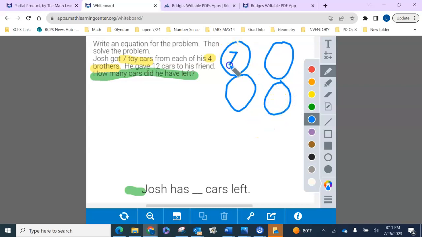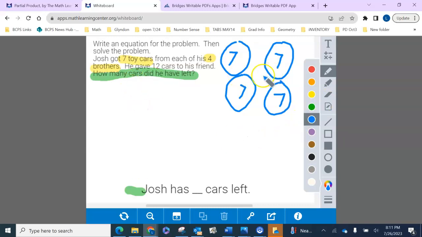So he got 7 cars from this brother, 7 cars from that brother, 7 cars from brother 3, and 7 cars from brother number 4. Students could draw X's or circle dots or something inside of each circle. I just did the number 7 just for ease of use on the computer screen.